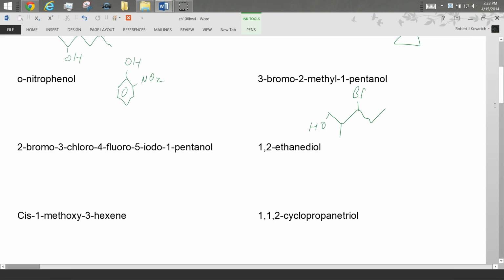So I got a pentanol. So 2, 3, 4, 5. Well, 1 pentanol. All right. So there's another OH there, and then a Br and a Cl and an F and an I. It's kind of silly, but there you go.